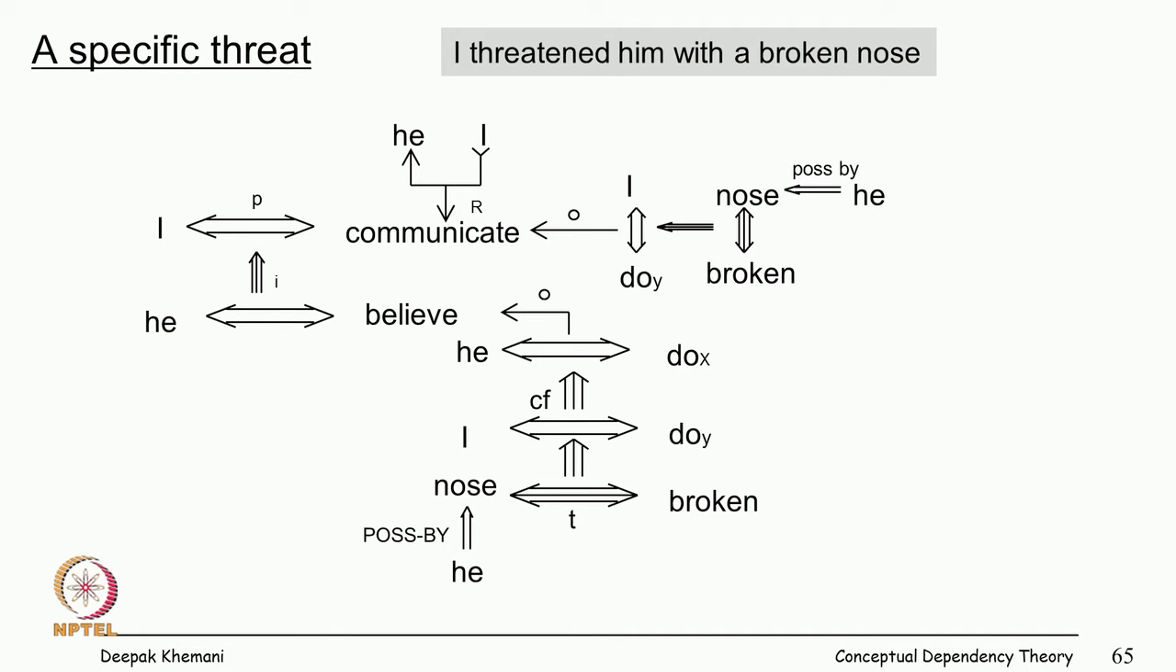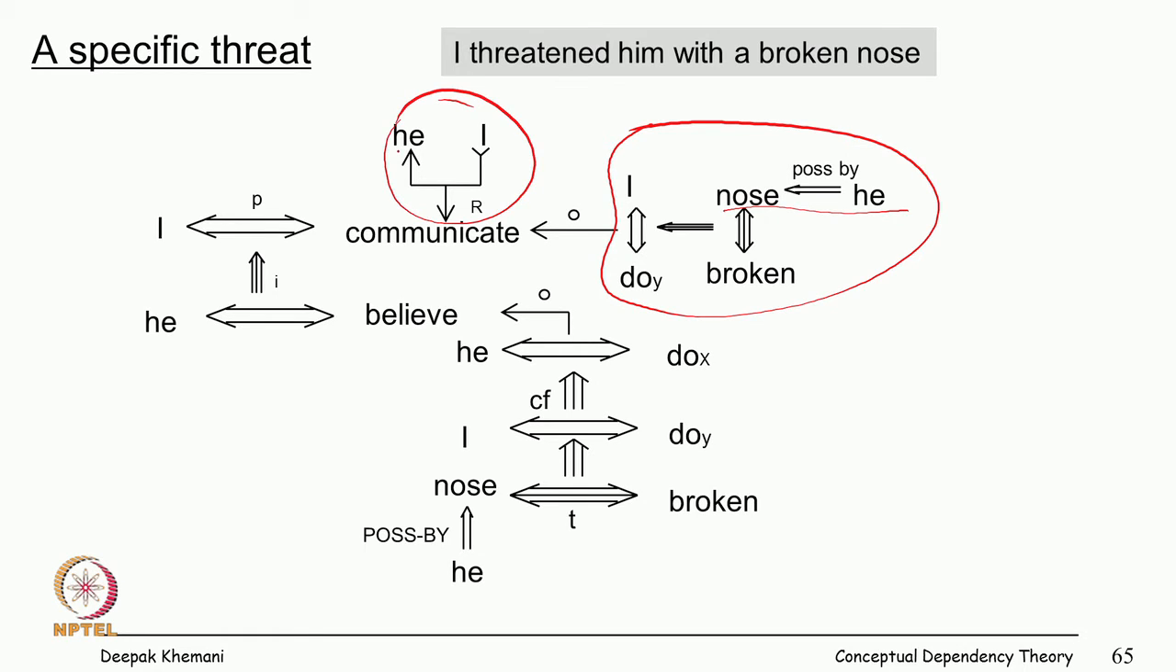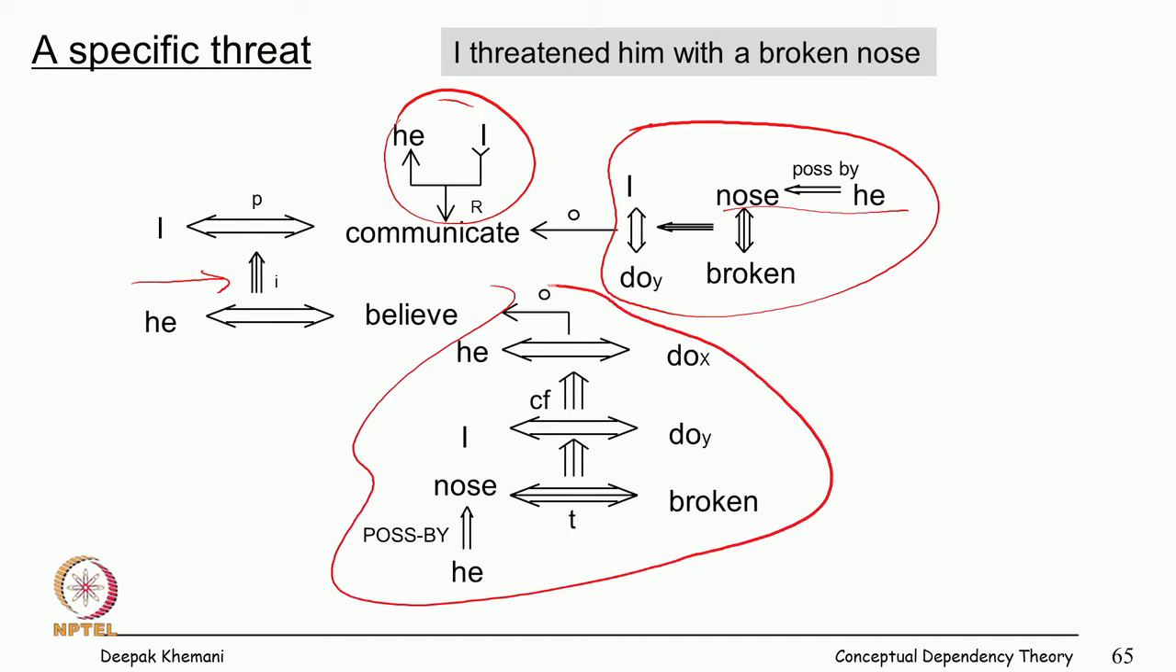So, here is a specific threat. I communicated that I will do something. So, I communicated this whole thing, that I will do something which I will call Y, as a result of which the nose which is possessed by him will go into a state of being broken essentially. And this communication was from me to him, as a result of which he comes to believe this whole thing, that if he does something which we will call X, then I will do this thing which I will call Y, as a result of which his nose would be broken essentially.